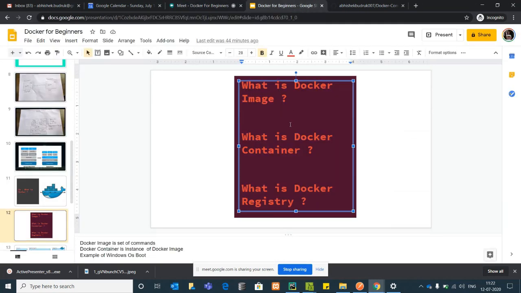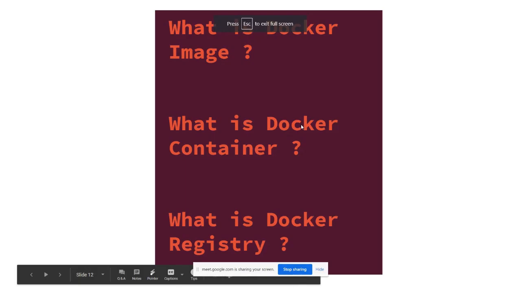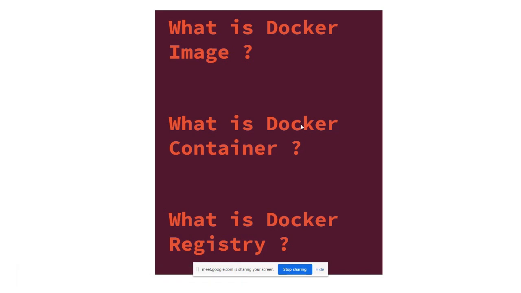Now this ISO file, basically when we boot the system, it creates an environment for us to run that operating system, right? So that is basically a Docker image. You can consider it as an ISO file, and the Docker container you can consider as your environment for that particular OS.